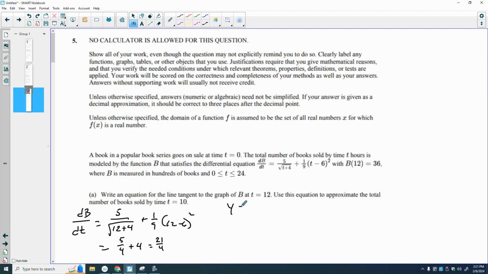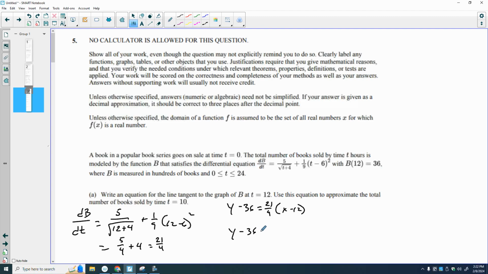Y minus y1, which was, where'd it go? 36 equals my slope, 21 over 4 times x minus 12. Typically you get a point for that. And now we're going to take the 10 and plug it in and work it out.